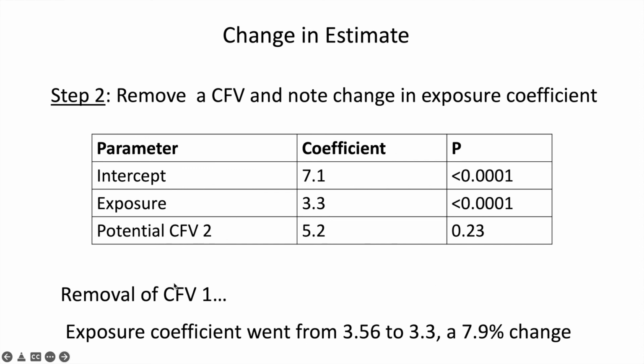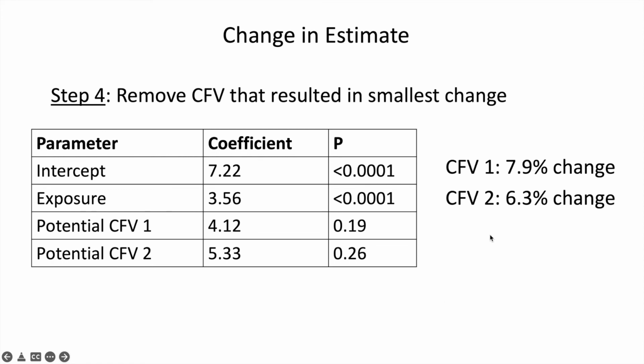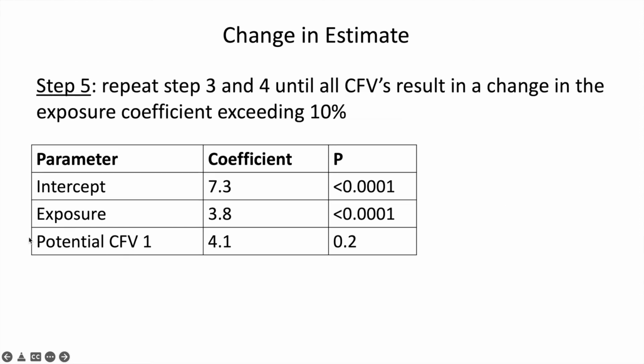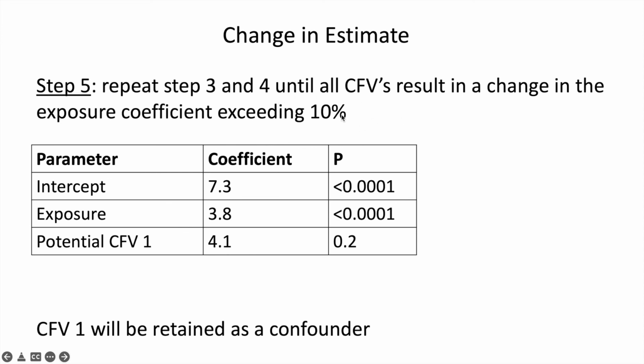Then we add confounder 1 back and repeat it, removing confounder 2 now, and the coefficient went from 3.56 to 3.8, or a 6% change. So confounder 2 had less of an impact, so that's the one we kick out first, rather than kicking them both out at once. Now we have confounder 1 left, and we have a coefficient of 3.8, and kicking confounder 1 out, the exposure coefficient goes from 3.8 to 4.5, which is a 15% change. That exceeds the 10% criterion we set, so we'll retain this one as a confounder.